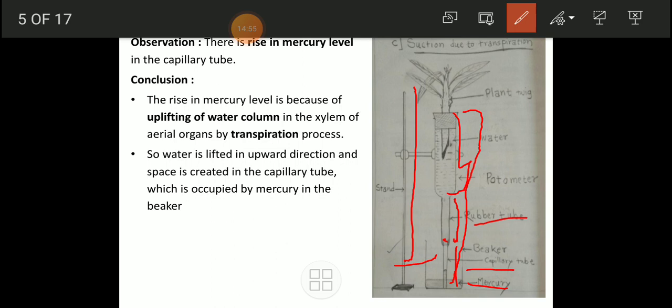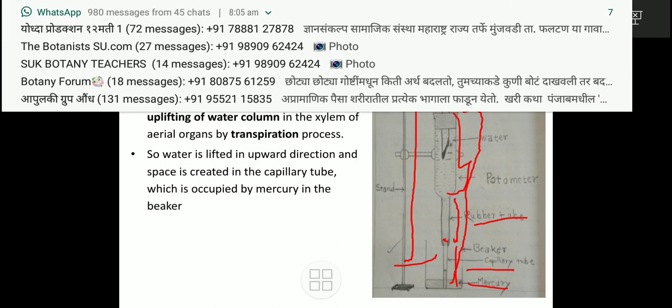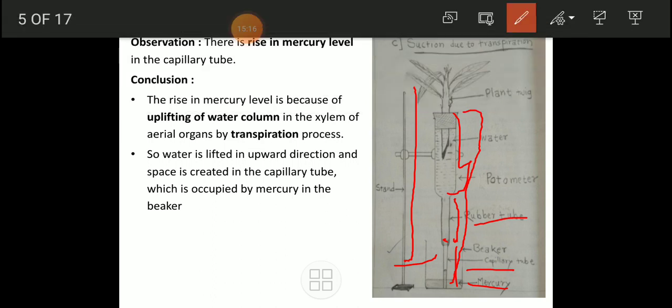Simultaneously, this twig, as in the practical on the study of transpiration and rate of transpiration that we have studied, how we cut the healthy twigs: we have to cut under the water, a slanting cut, and immediately we have to insert it into this potometer through the cork. Now after setting up this experiment, we have to keep it in sunlight.